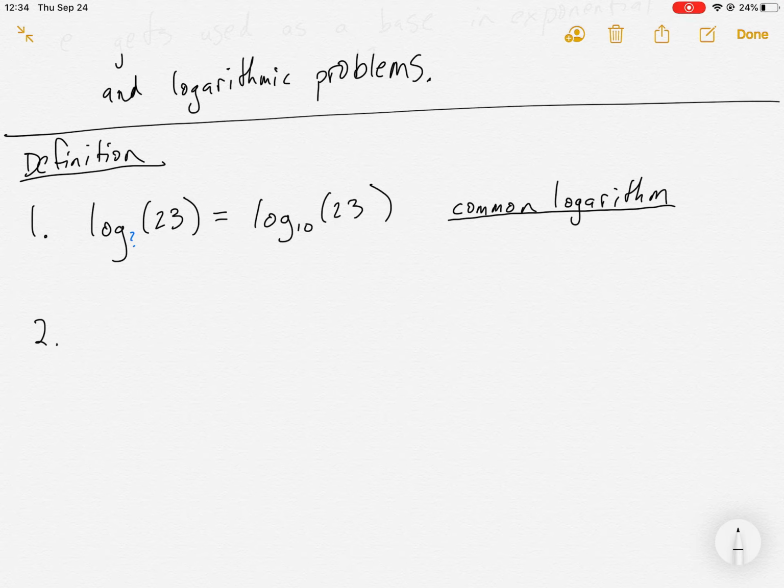The other one that shows up a lot is log base e, but they already used log without a base. So what they said was, let's make ln, which stands for logarithm or natural logarithm, but in reverse order. So if you ever see, say, natural logarithm of 23 again, this means log base e of 23. This is called the natural logarithm.